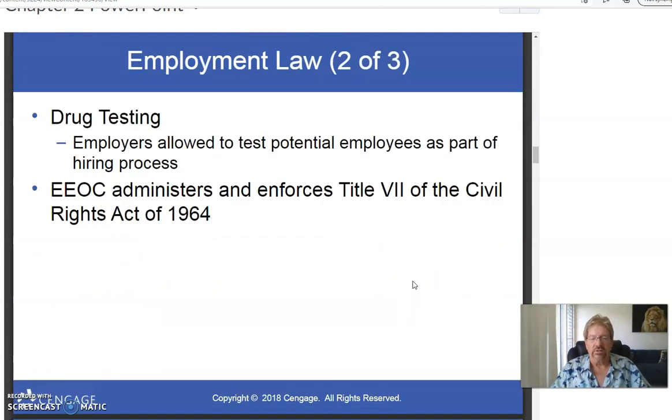Drug testing. Employers are allowed to test potential employees as part of the hiring process. From what I've seen, it's usually the insurance companies that demand it, but there's less and less of it, because more and more states are legalizing marijuana, for example. EEOC, I don't know what that is, I'm sorry. It administers and enforces Title 7 of the Civil Rights Act of 64.